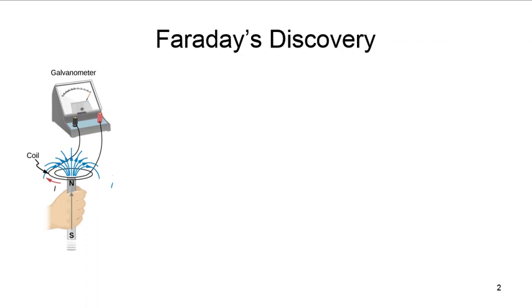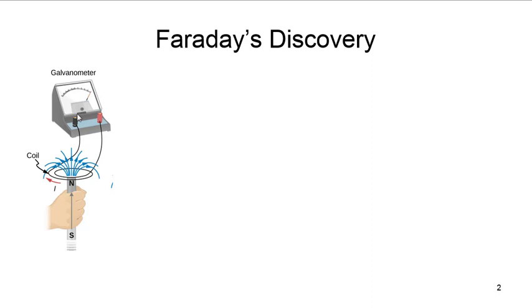So let's start with some history. This is from Michael Faraday, a scientist from the 1800s. He had a loop of wire, or a coil of wire. This machine here, a galvanometer, is just measuring current. It does not supply any current or power.